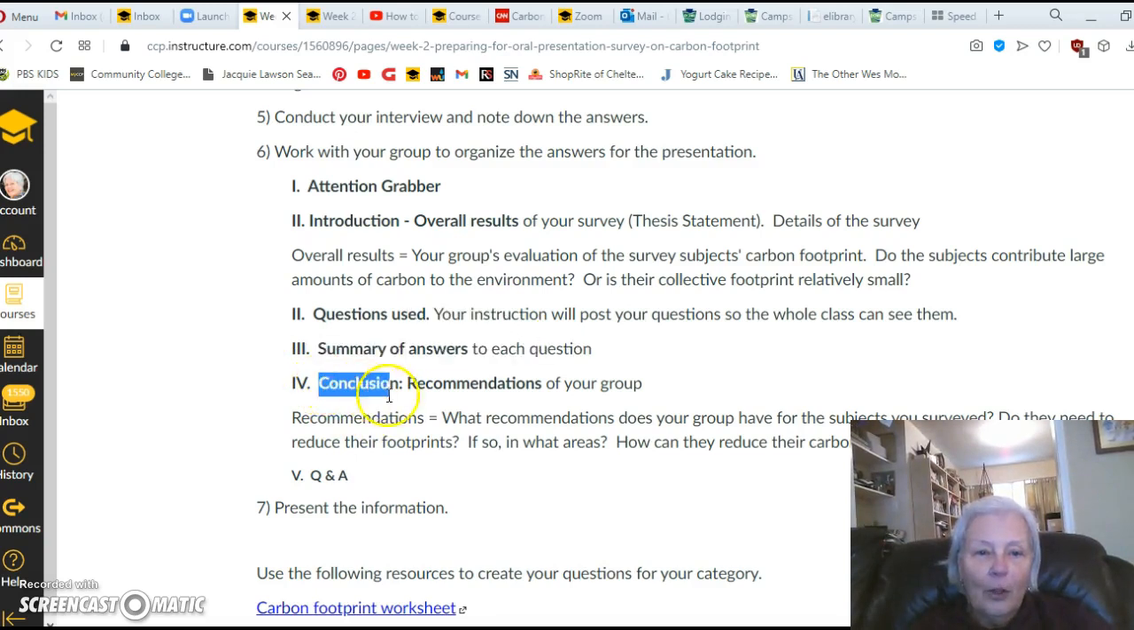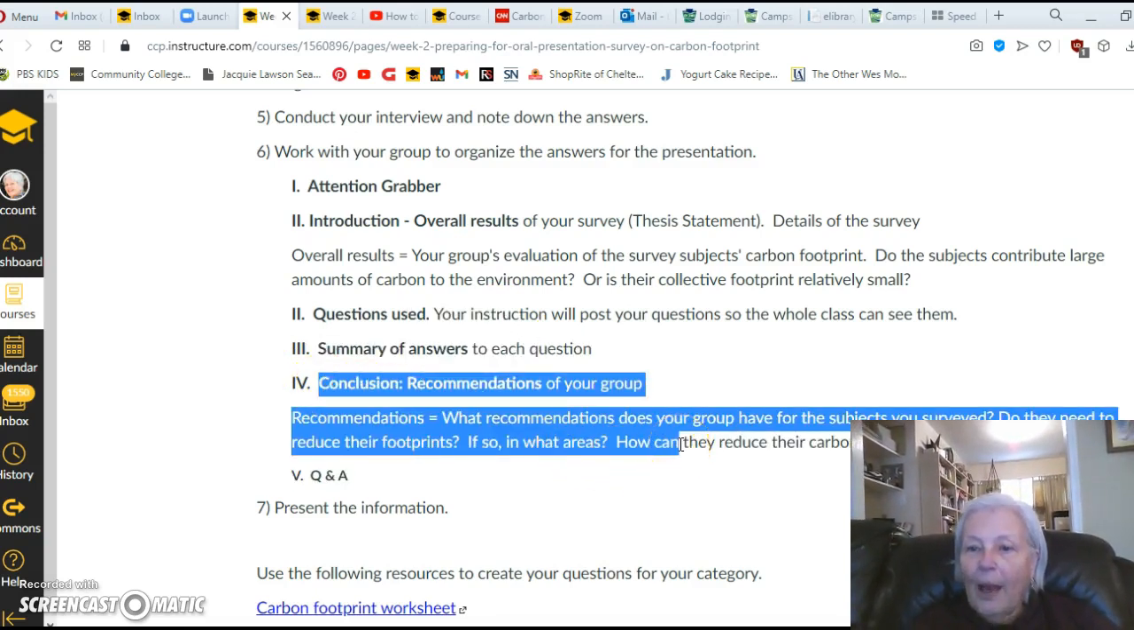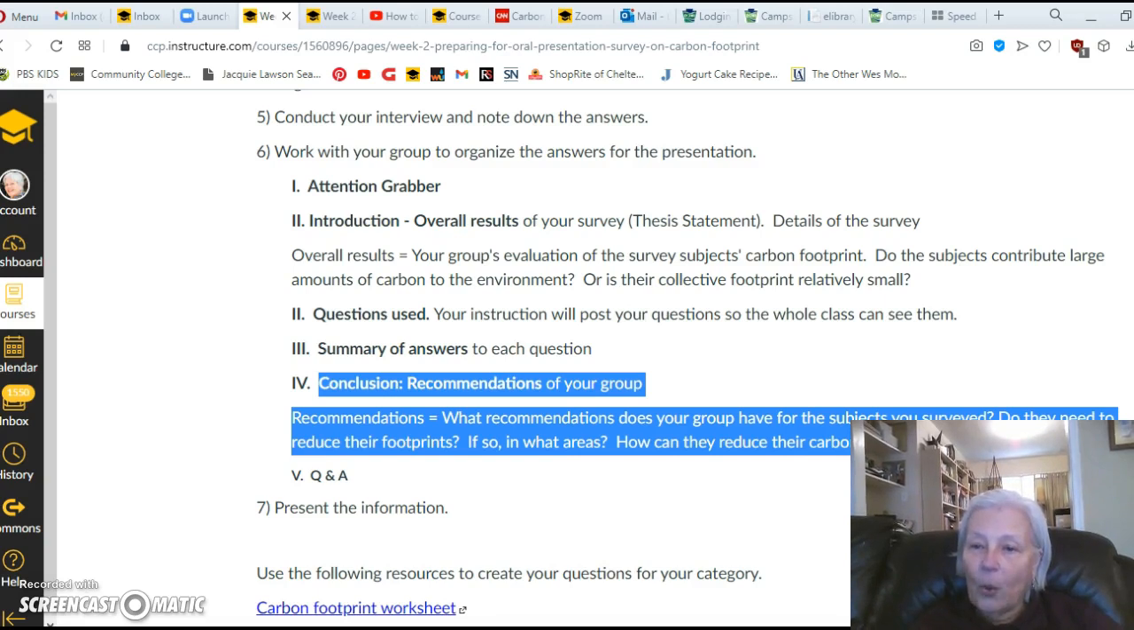Finally, the conclusion and the recommendations. In your group, you should think about it. After you get the results of what you learned from the survey, what are your recommendations to these people that you interviewed? Do they need to reduce their carbon footprints? If so, how can they do that? And exactly in what areas do they need to work on reducing their carbon footprint? So this is the outline.